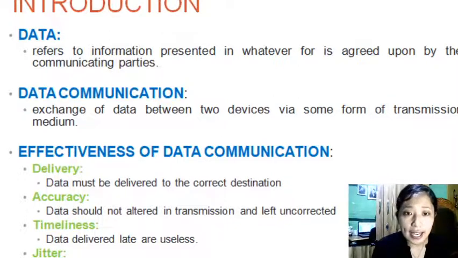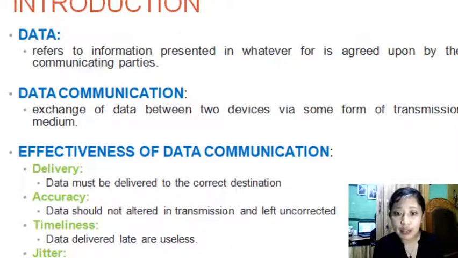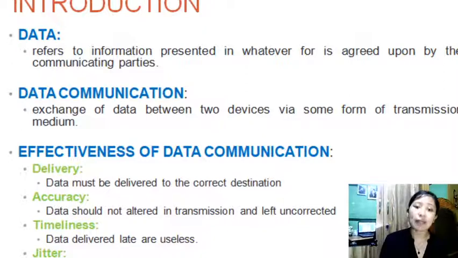Timeliness says that once data is sent to the computer network, it has to be delivered to the correct destination as per the delivery requirement, and it should not be altered during the transmission. The timeliness requirement is that it should be delivered within some predetermined time. The network should not take an infinite amount of time to deliver the data.